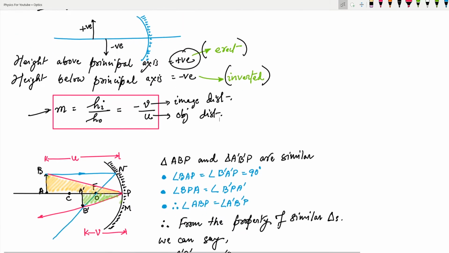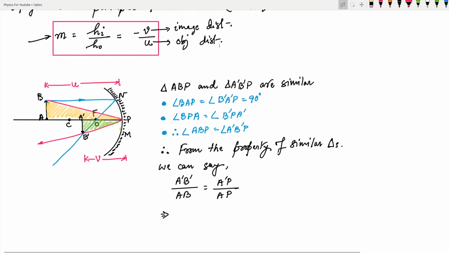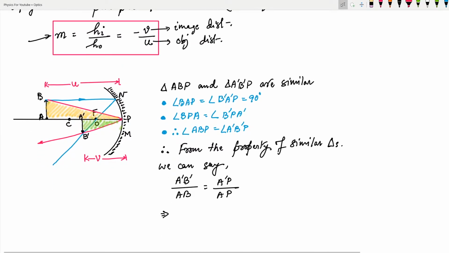Now in order to understand this, let's look into this ray diagram. Suppose this is the object. Let me mark this. This is the height of the object and this is the height of the image formed. And we know that since the object is beyond the center of curvature, the image will be formed between the center of curvature and focus, as you can see here. This concept is clear.